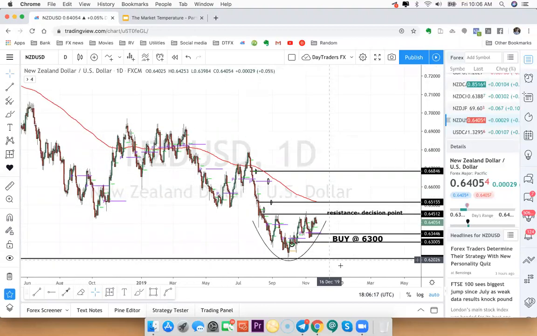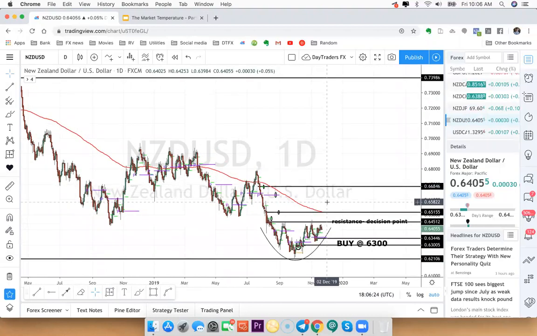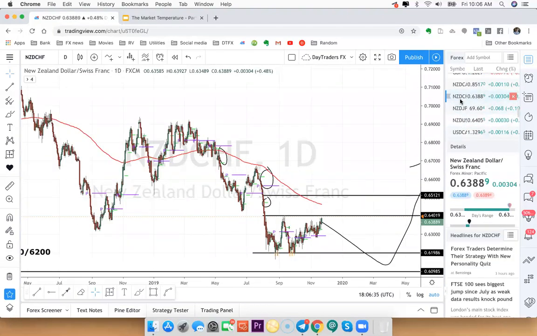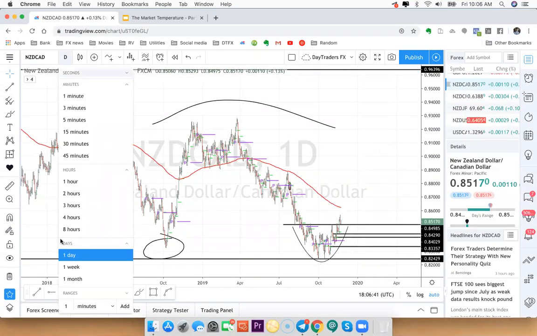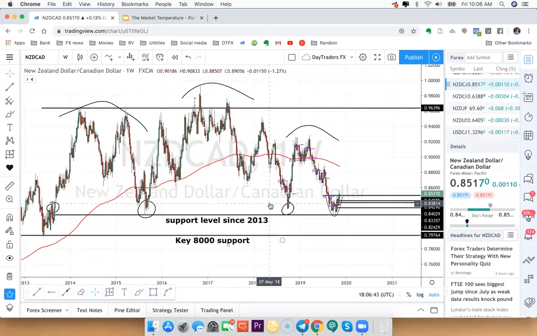So we've got a big long-term trade here on New Zealand dollar, US dollar 6,300 for a profit potential of really 500 to 700 pips, which is where I think this New Zealand dollar is headed. So New Zealand dollar, New Zealand yen, New Zealand Swiss, and New Zealand CAD. We've got this New Zealand CAD as well, guys. This is giving us the same kind of opportunity here.